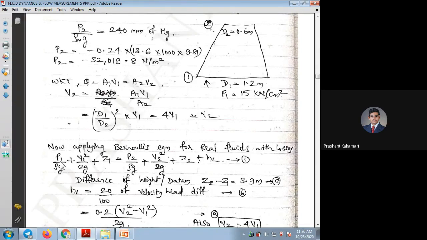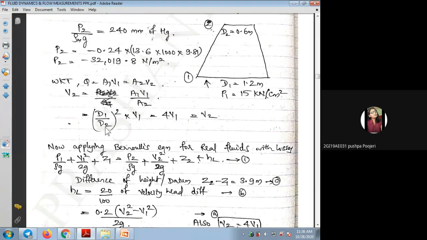Then the question is asking for discharge. As we discussed earlier, you can take the A1 V1 equal to A2 V2 equation, keep it ready. Or to find that, you can keep the values in terms of one of the velocities. So they have written here 4 into V1 is equal to V2, or you can write it as V1 equal to V2 by 4. Both are same. As the diameters are given, they have taken diameters.